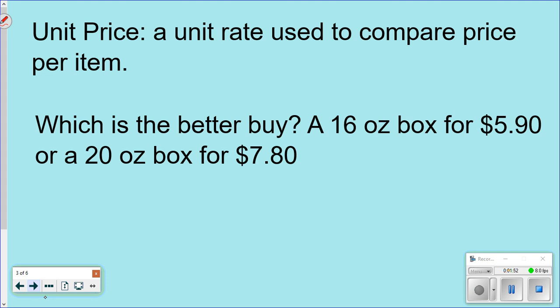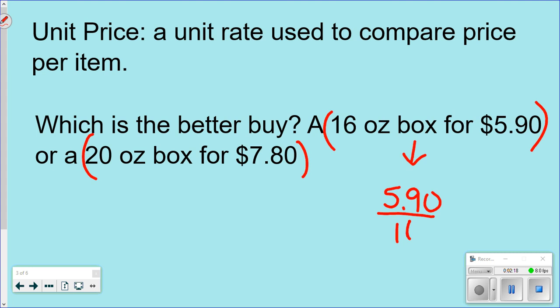So what is the better buy? A 16-ounce box for $5.90 or a 20-ounce box for $7.80. This is a rate, this is a rate. We're going to find what it costs per ounce. So our job is to figure out what 1 ounce costs. I'm going to look at this one first. To find what 1 ounce costs, you would take $5.90 and divide it by 16. That's going to tell you what 1 ounce is. Over here, you would take $7.80.